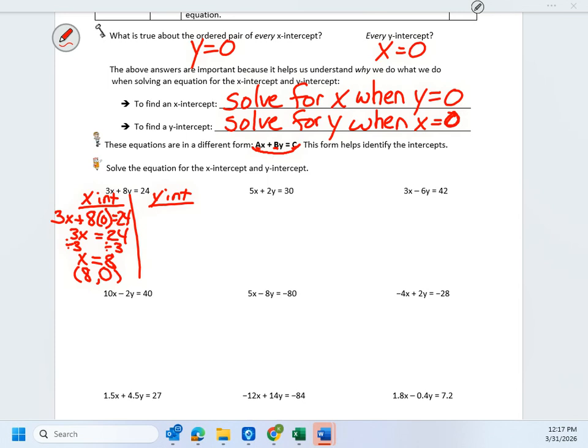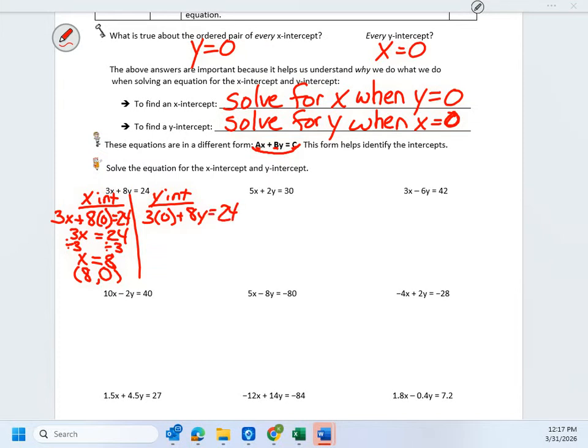How am I going to set the equation up for solving for the y-intercept? What should I do there? Elliot? Would be 0 plus 8y. That's exactly what it is.